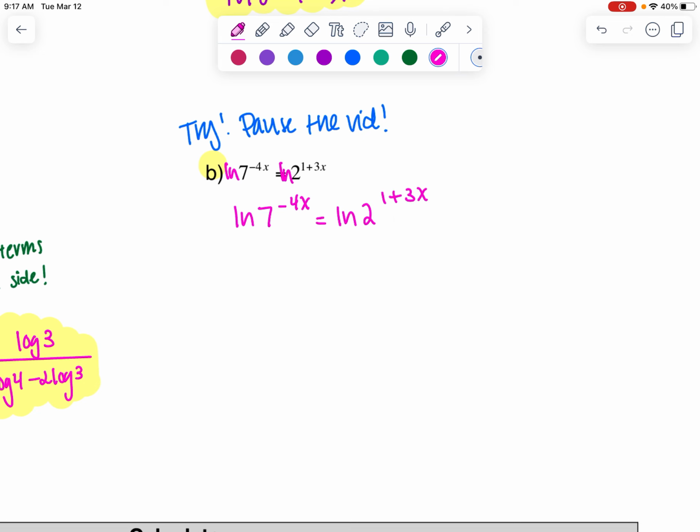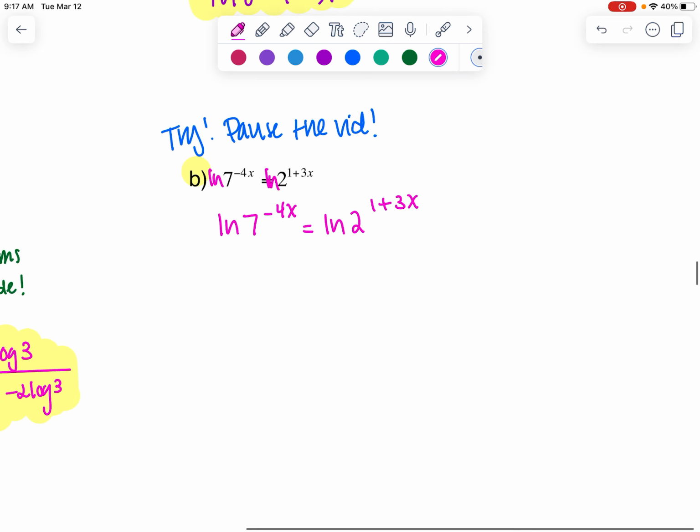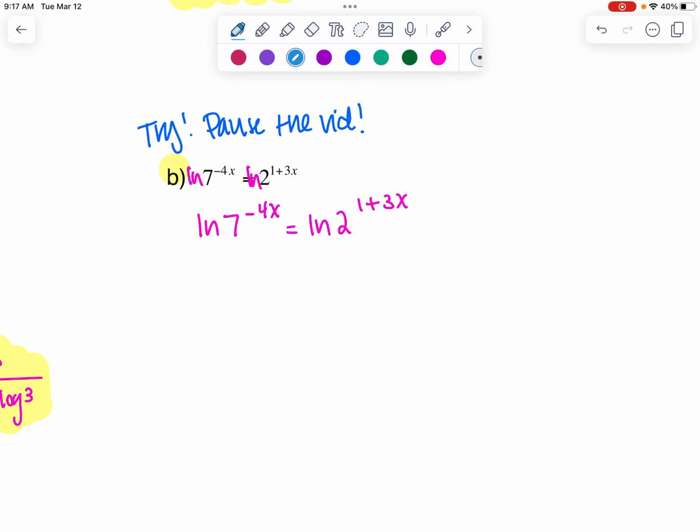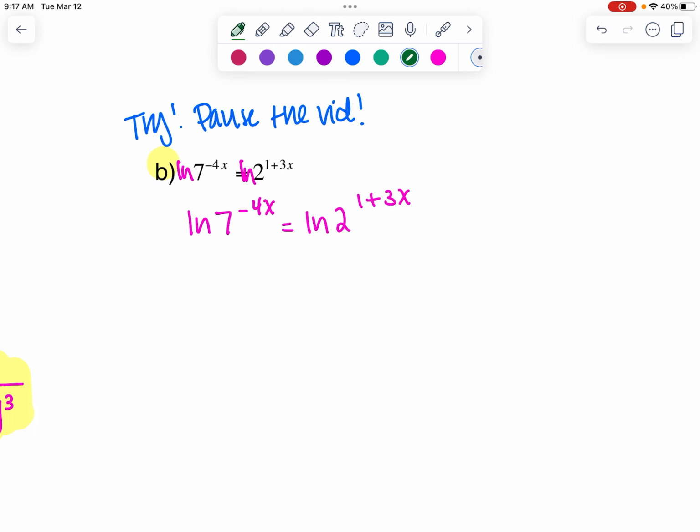All right, if you got stuck, no worries. If you got it done, go ahead and either check your answer with my answer key on Schoology, or you could follow along right now. All right, go ahead and swing these exponents to the front. So I get negative 4x times the ln of 7 is equal to 1 plus 3x times ln of 2.